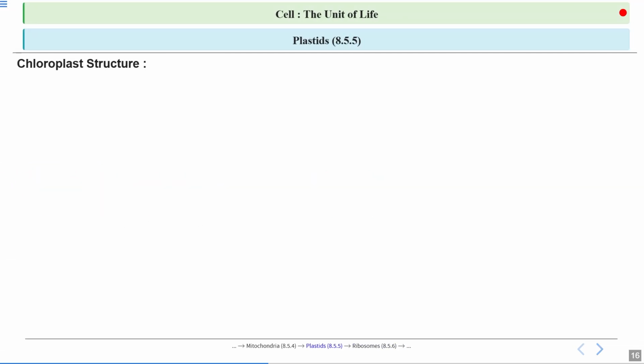Okay, now let's talk about the chloroplast structure. So we'll be talking about chloroplast. This is the most important. What is the membrane system of the chloroplast?